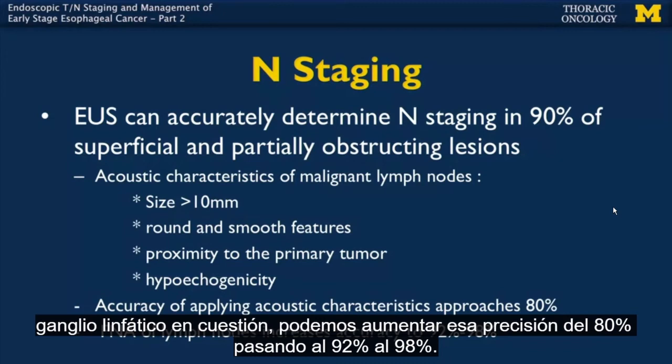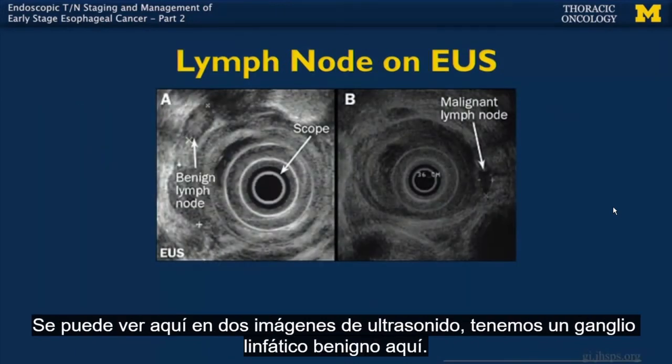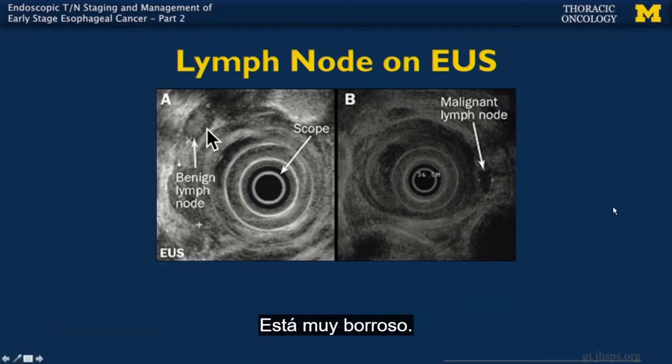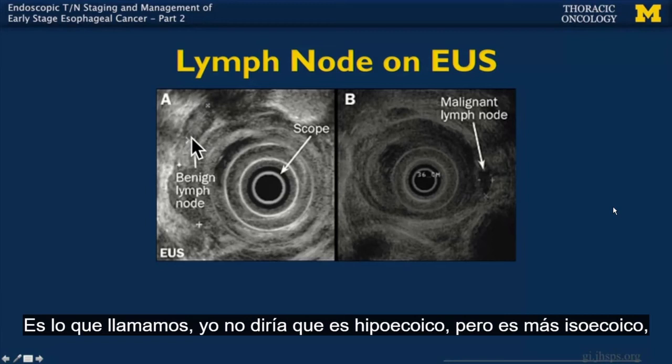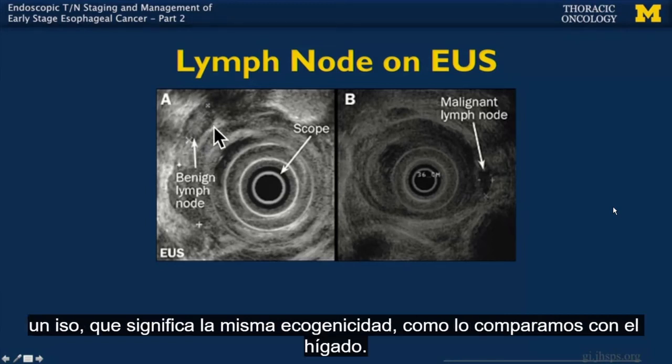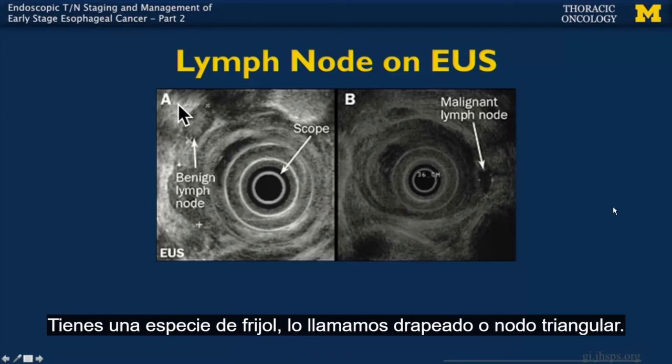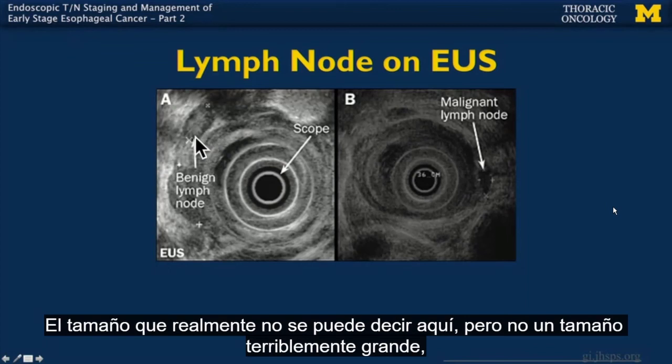So you can see here on 2 ultrasound images, we have a benign lymph node here. It's very hazy bordered. We wouldn't say it's hypoechoic, but it's more isoechoic, iso meaning the same echogenicity as what we compare to as the liver. So you have a very bean-shaped, what we call draping or triangular node. The size you can't really tell here, but not a terribly large size.